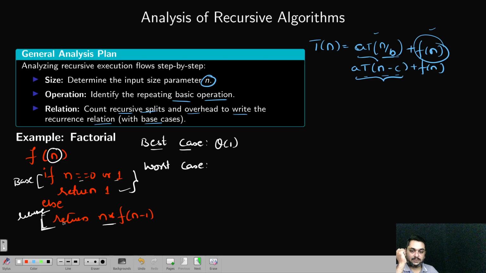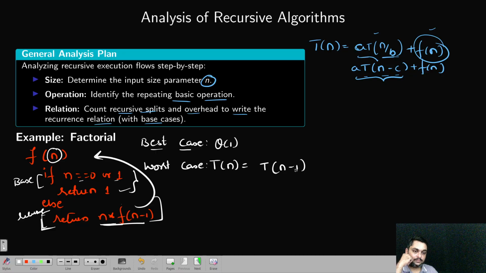Now this is the else part, the recursive part. So I have to define my function T(n) equal to a recurrence relation based on this algorithm. What is it doing? It is doing n into f(n-1). This is the recursive call with the input decreased by 1. So I can write it as T(n-1), decreasing by some constant. It is not dividing, it is decreasing by some constant. Then plus, what is this doing? It is doing one multiplication operation here. This is the heaviest step. That's why we call it the basic operation.